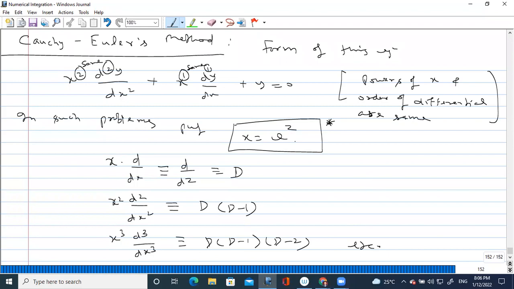Means x is equal to e to the power z, and at the last when you get the solution, because my answer will be in z now, so at the last, take log of this: ln x will be equal to z. So at the last you have to replace that in the final solution. In the final solution, z again you have to convert into x by replacing this, otherwise you have to use this type of formula here. Note down this.